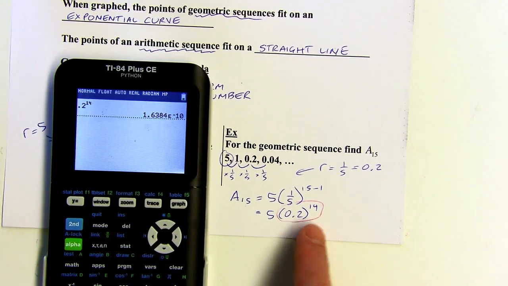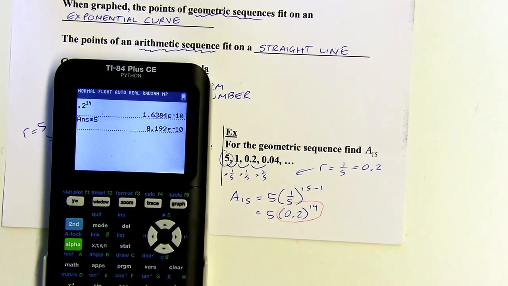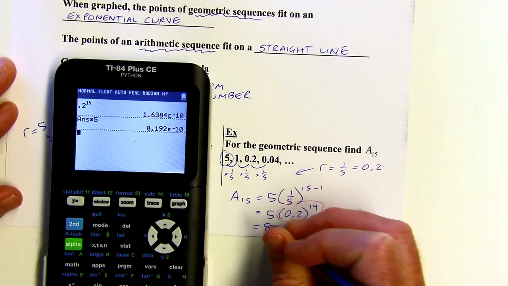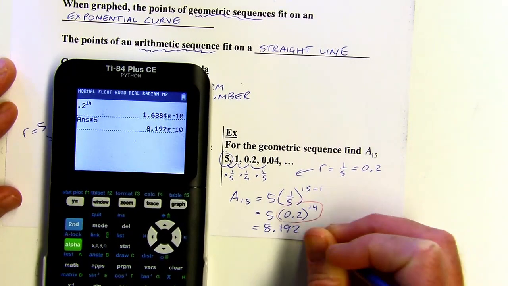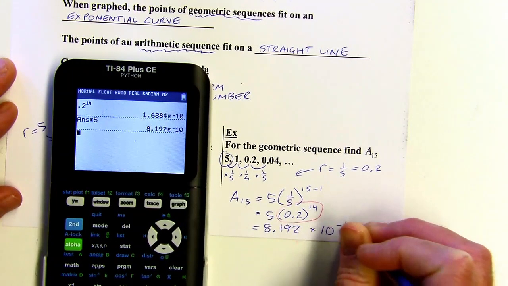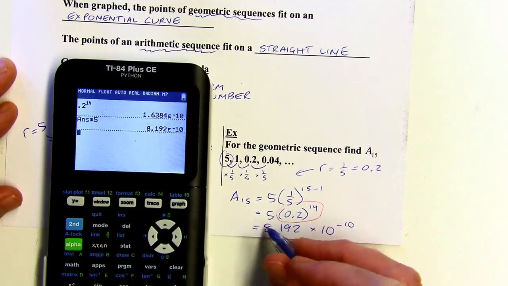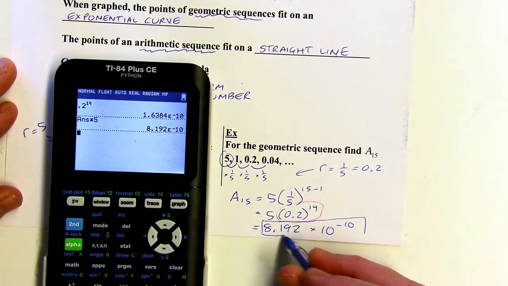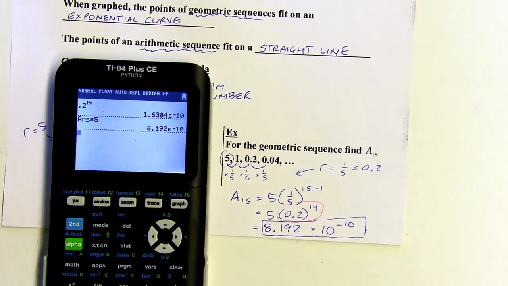Okay, but I'll multiply that by 5, and I've got this. And so this is going to equal 8.192 times 10 to the negative 10th. So that means the decimal is moved 10 spots to the left. I tell my students, if the calculator puts it in scientific notation, then just answer in scientific notation.